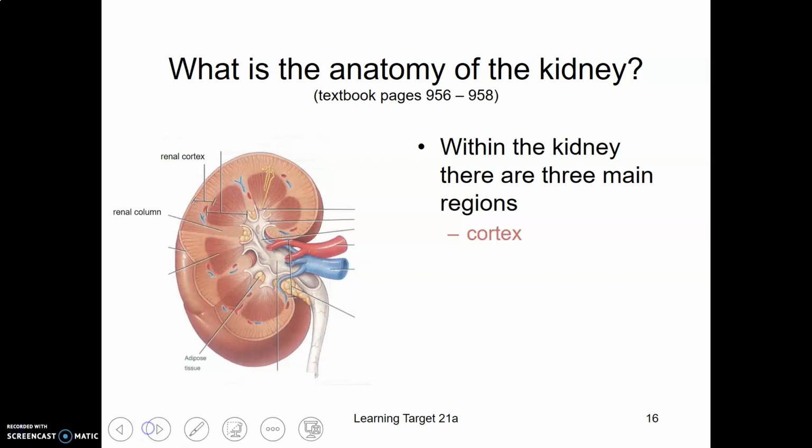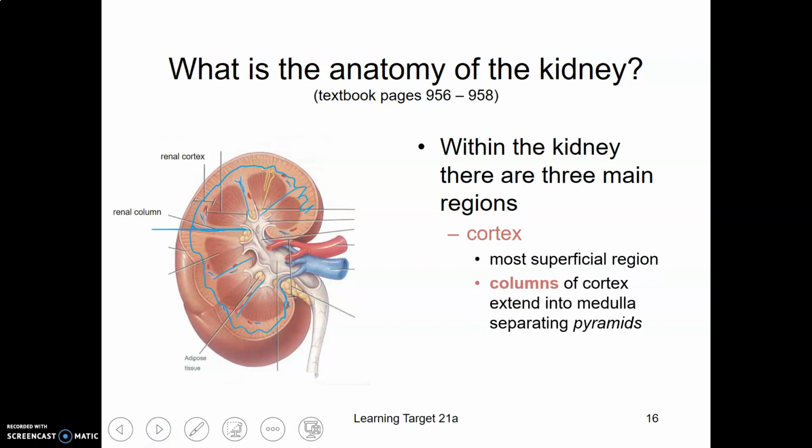All right, so let's move on. Let's start with the cortex. The cortex is going to be made up of this region all the way here, including the light shaded brown areas in between the pyramids, which are called the columns. So now we have columns and cortex that make up the cortex. Those columns, the major function is they're just going to be separating the pyramids.